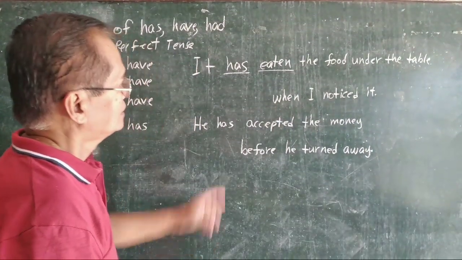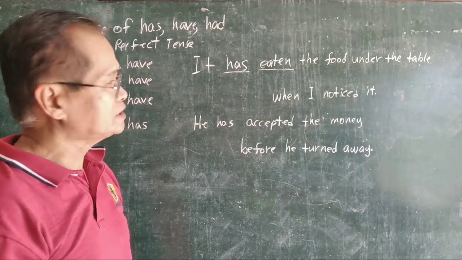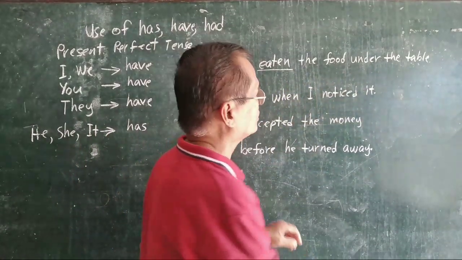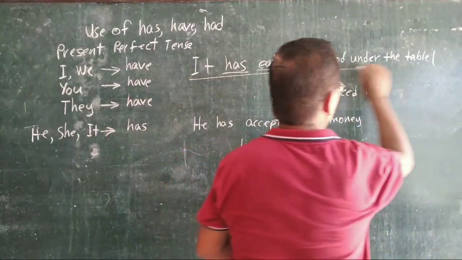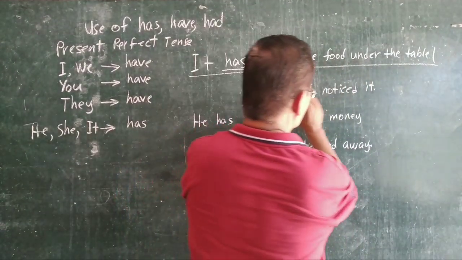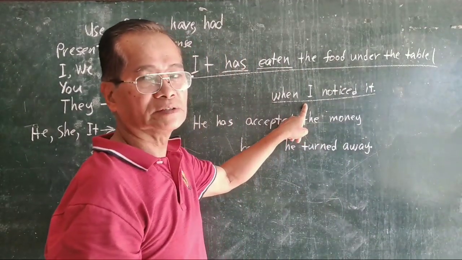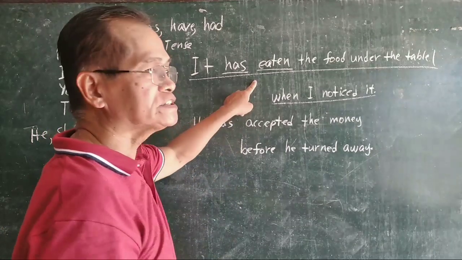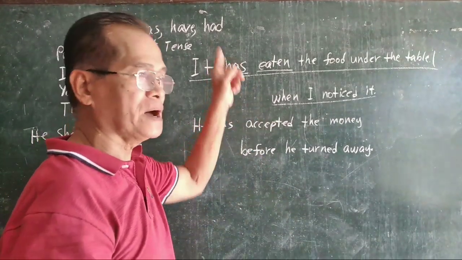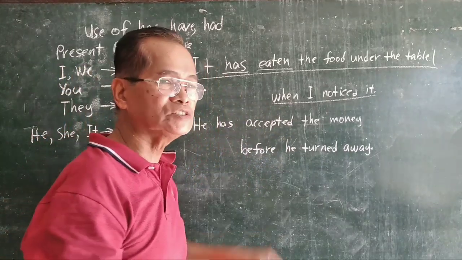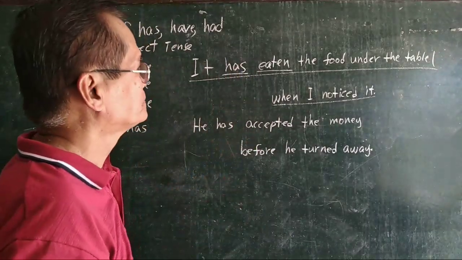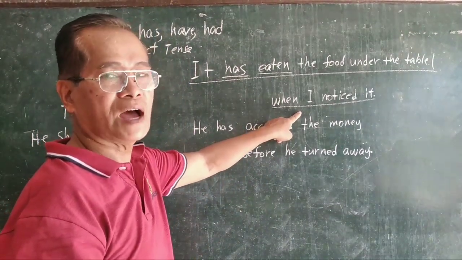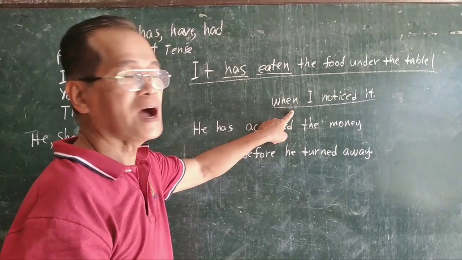Now, if we're going to analyze the sentence, it is divided into two parts. First, we have the independent clause. It has eaten the food under the table. This is our independent clause. And here, when I notice it, this is our subordinate clause. Now, the first part, it tells something about action that happened in the past. Nagsasaad siya ng action na nangyari sa nakalipas. And then here, the second part, it shows the consequence of that action. Ito yung resulta ng action.